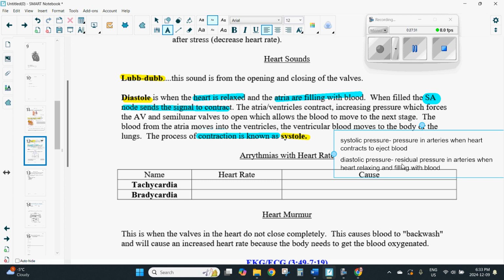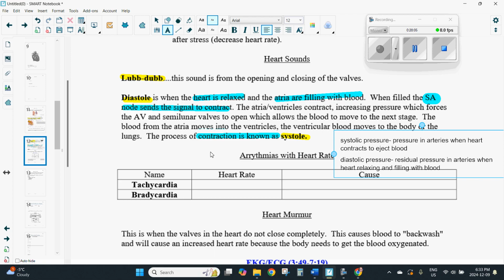Diastolic pressure is when the heart is filling with blood, which means there's less blood in the arteries because some of it is in the heart. It's not going to be completely empty, which is why we call it the residual pressure, the leftover pressure, because there's still some blood, just not as much. So there's less pressure in the arteries when the heart is filling with blood. Systolic pressure typically is a higher number, diastolic pressure is typically a lower number.